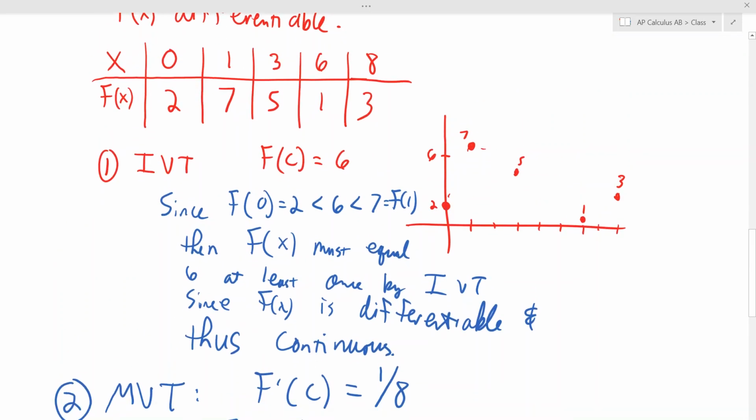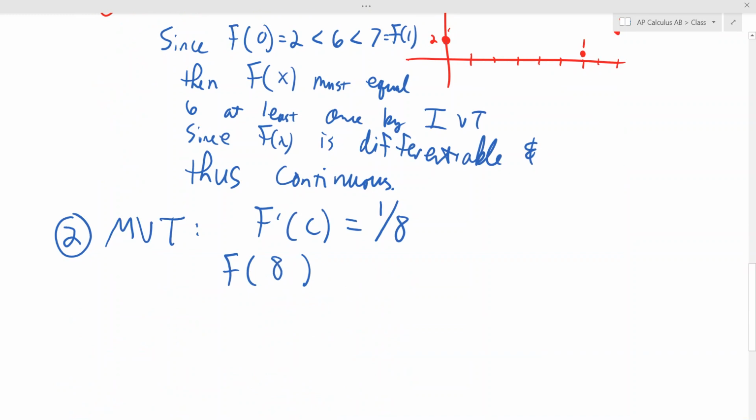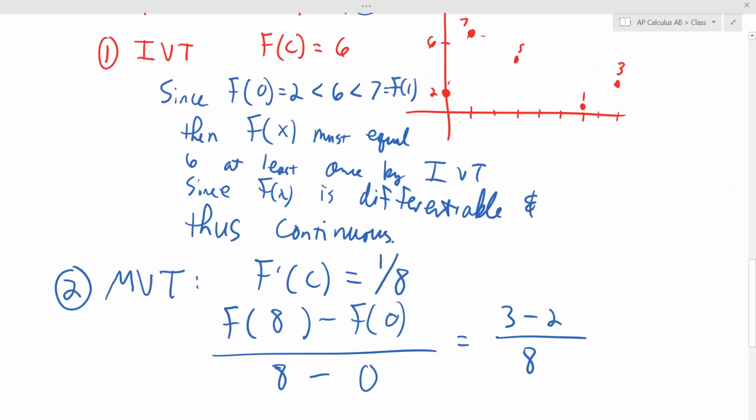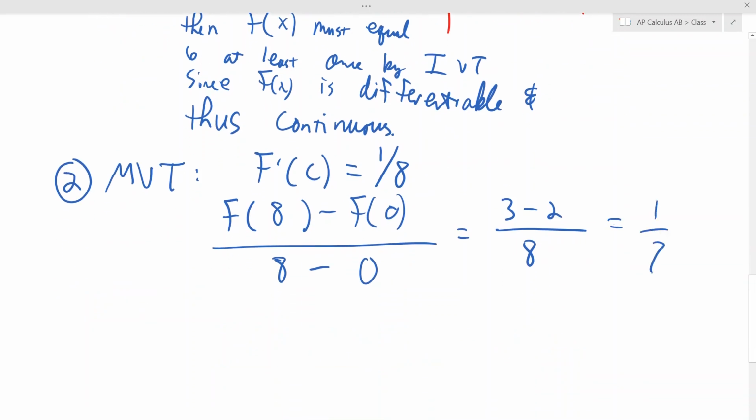the average rate of change from 0 to 8, that would be f of 8 minus f of 0 over 8 minus 0. They always set us up like this, they usually make it pretty simple. So that's the average rate of change, which equals 3 minus 2 over 8, just from the table up there, and that happens to equal 1/8.